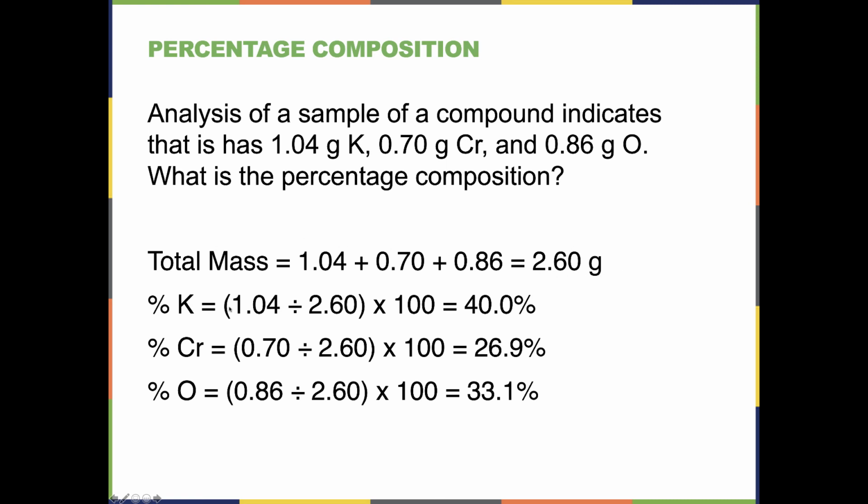The percent of potassium is the mass of potassium divided by the total. The percent chromium is the mass of chromium divided by the total. The percent oxygen is the mass of the oxygen divided by the total. Then you multiply each one by 100, and that gives you the answers in terms of percentages: 40, 26.9, and 33.1%. And this should always add up to 100 or close to 100.